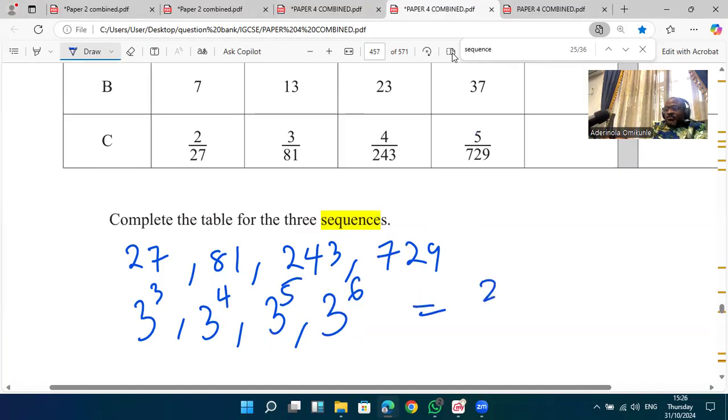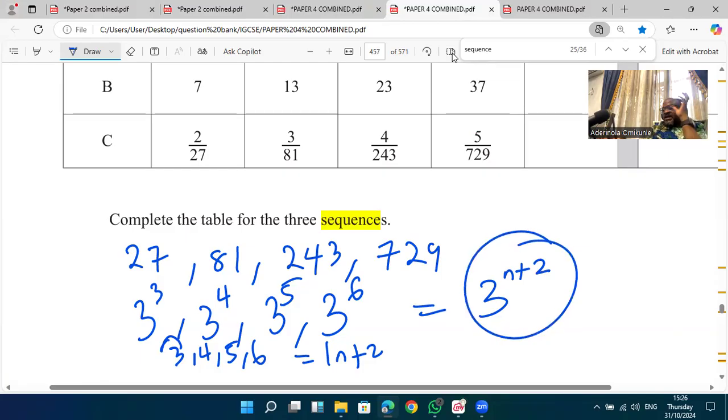Again, 3 is the common number, right? And then you take the powers, you find the nth term of the powers. If you find the nth term of the powers, it is n plus 2, because if you have a number before 3, that number is 2. And then you put that as a power, that's n plus 2. So it is 3 to the power of n plus 2.